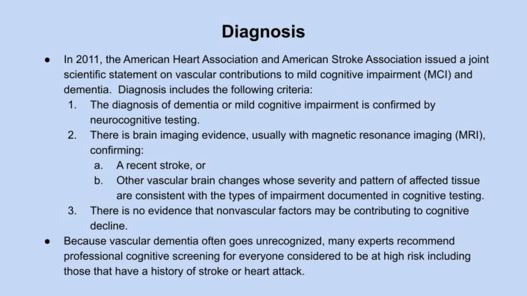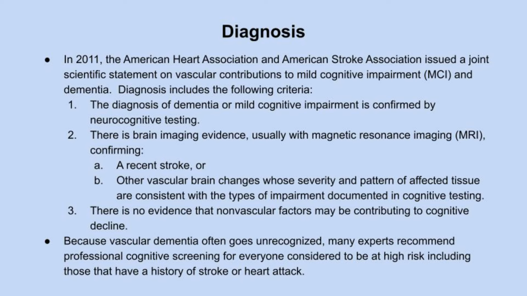And because vascular dementia often goes unrecognized, many experts recommend professional cognitive screening for everyone considered to be at high risk, including those who have a history of stroke or heart attack. An example of this might be a non-adherent diabetic patient who hasn't been following their insulin regimen. So over time, diabetes destroys the blood vessels of the body. So in their brain, they would have blood vessel changes and maybe even some mini bleeds or strokes, and that could cause a vascular dementia.